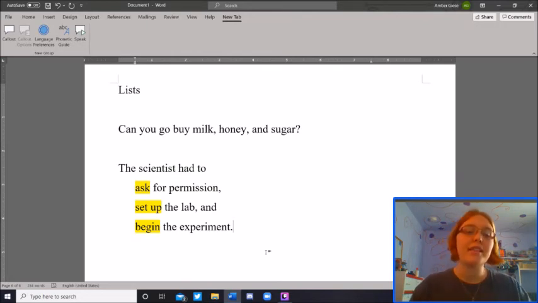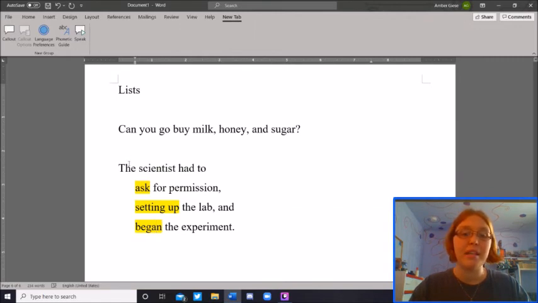You can't say the scientist had to ask for permission, setting up the lab, and began the experiment. This is to ask. This is setting up, which is a totally different tense. And began is past tense. It just makes a very confusing sentence for your reader.